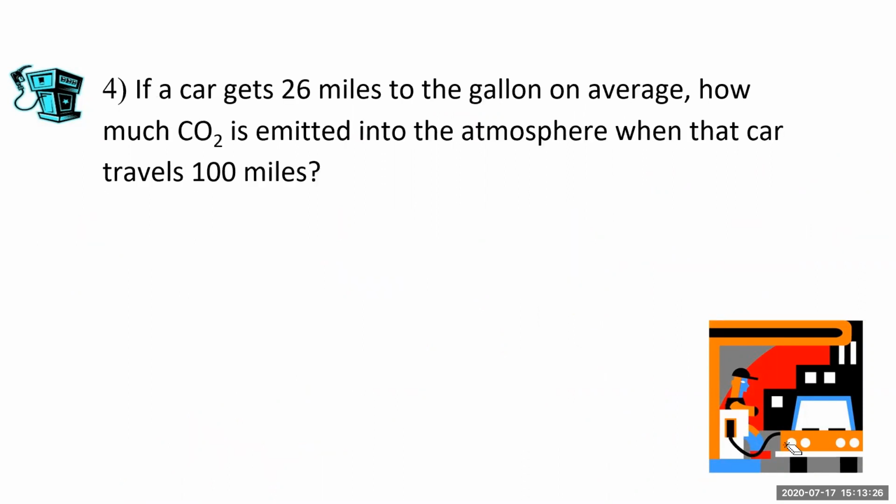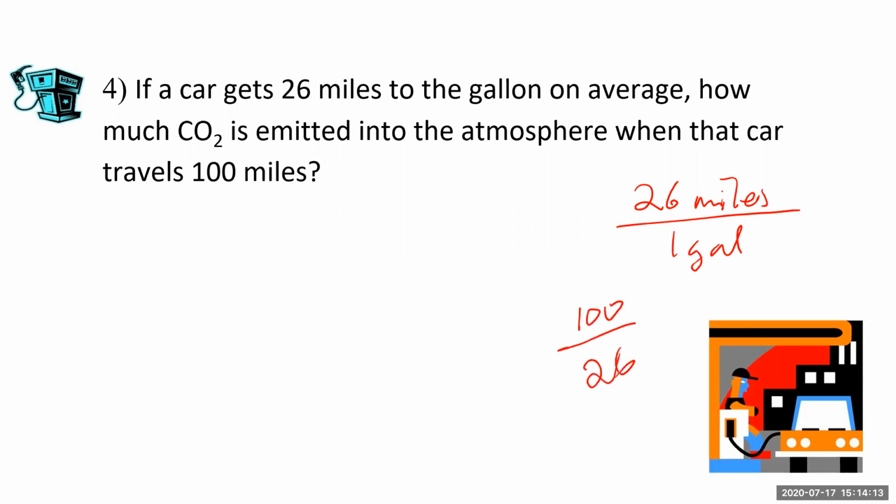Nice. Now, if a car gets 26 miles to the gallon on average, how much CO2 is emitted into the atmosphere when that car travels 100 miles? Okay, so this means the car travels 26 miles and will consume a gallon of gas. So for every 26 miles traveled, you need 1 gallon of gas. Is that okay? Now, if you want to know how many gallons you need for 100 miles, what do you do? You just divide 100 by 26.